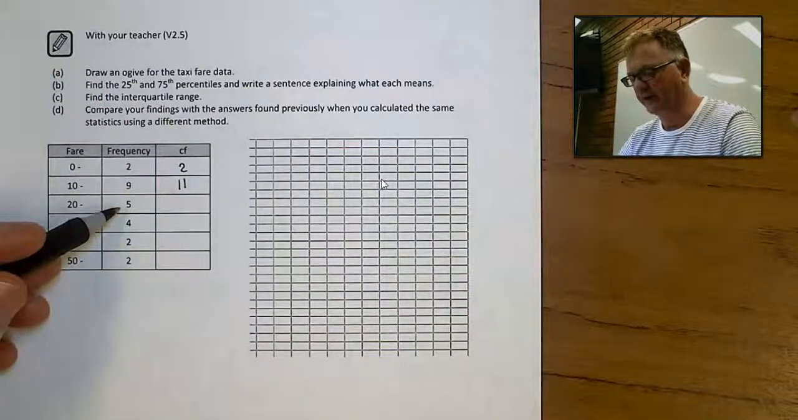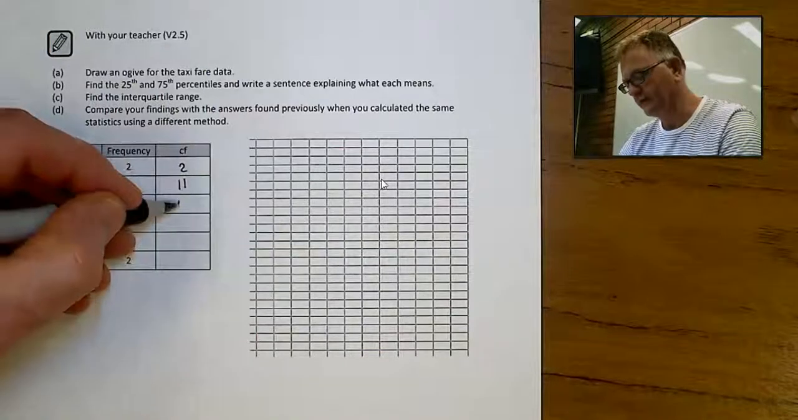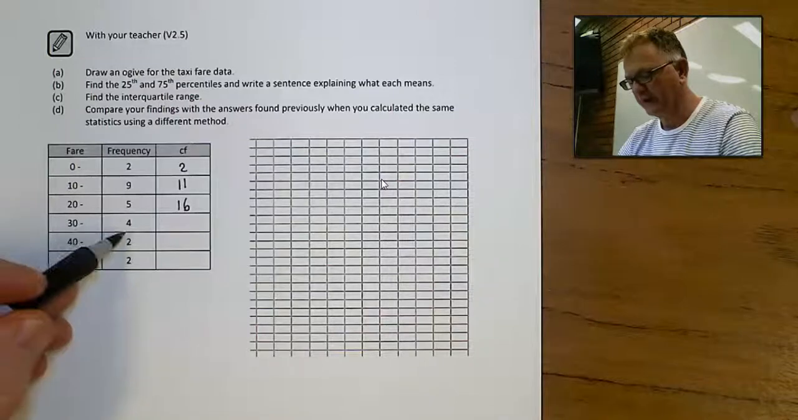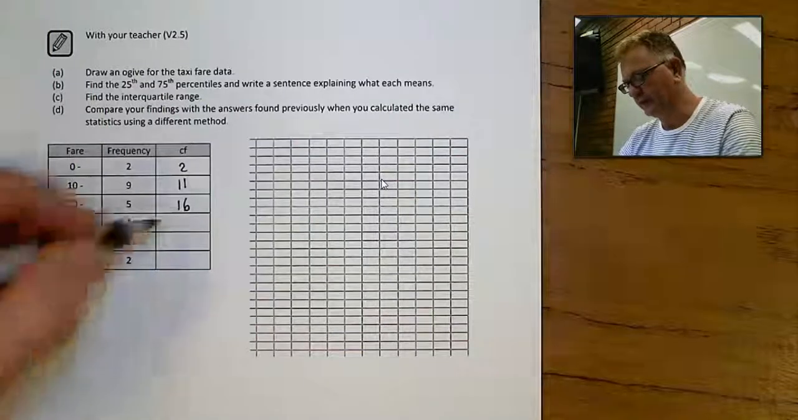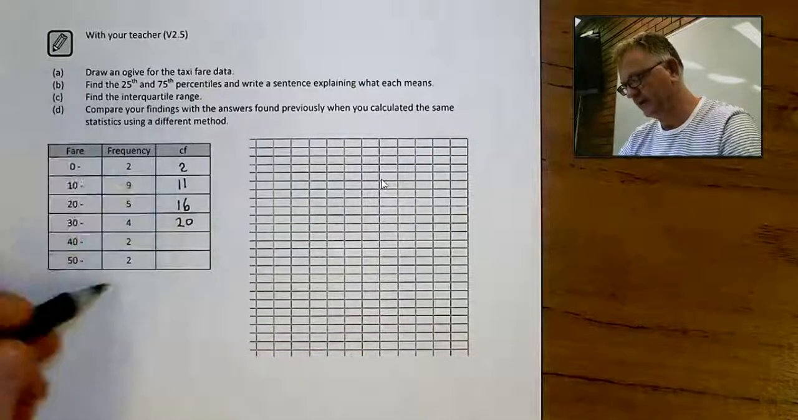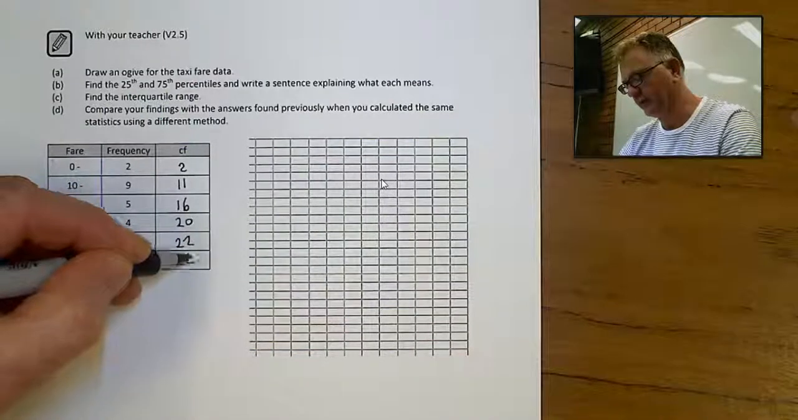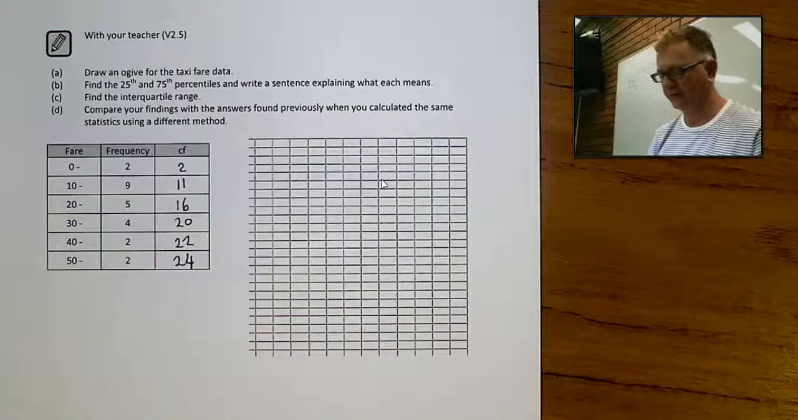There were 5 more fares in this group. In total, 16 were below $30. Then 4 more in this group takes us up to 20. 2 more in this group, 22, and then 24. That's a cumulative frequency column, and that allows us to draw an ogive.